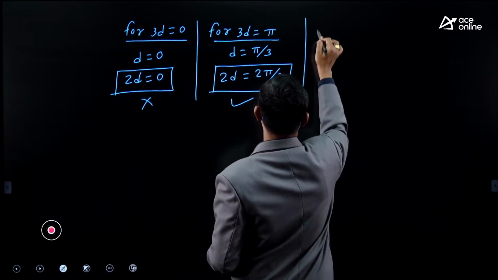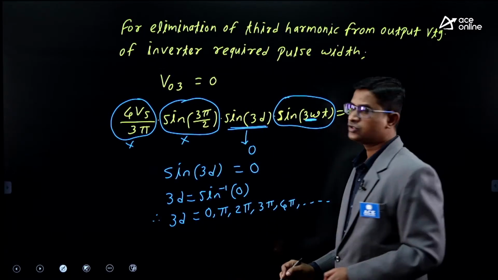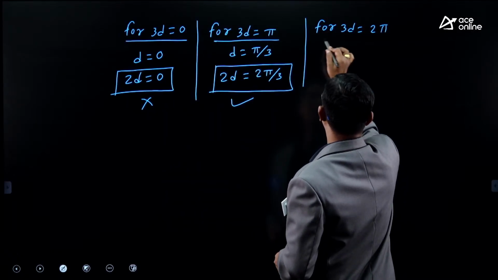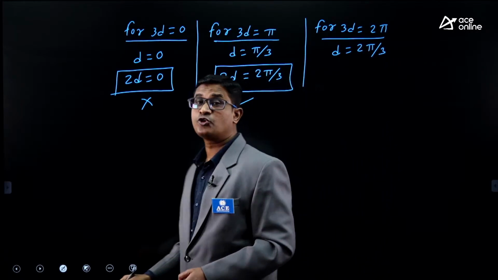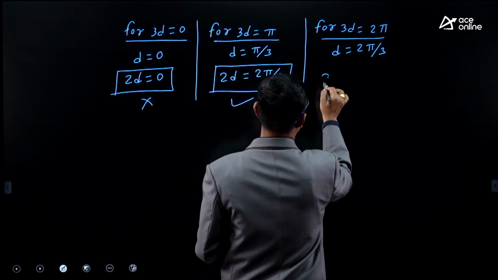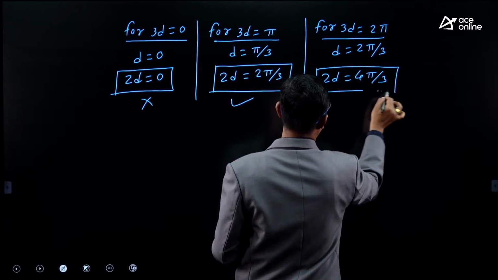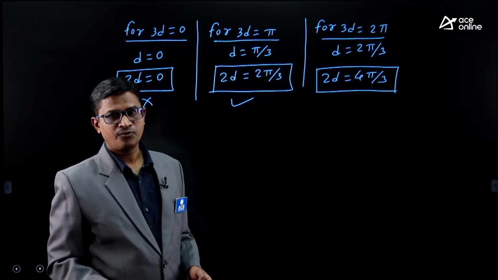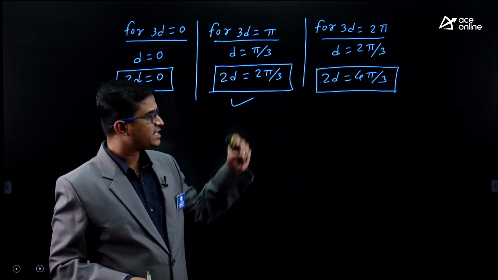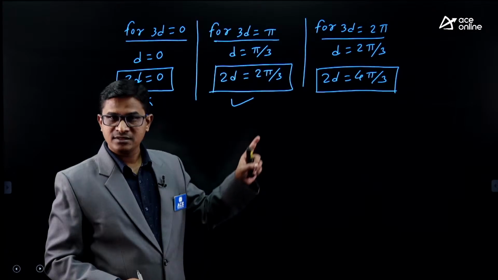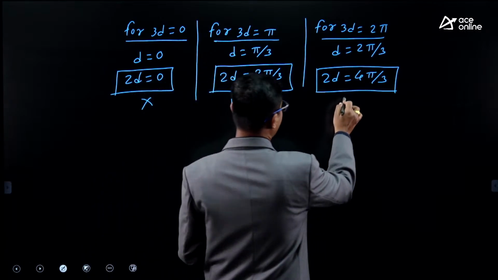Similarly, for 3D equal to 2 pi, where the second option is 2 pi, na? So 3D is equal to 2 pi. If you check 3D equal to 2 pi, what is the D? D is equal to 2 pi by 3. If D is 2 pi by 3, what is the 2D, the pulse width? Pulse width 2D is equal to 4 pi by 3. 4 pi by 3 means 4 into 60, which is 240 degree. Whether this angle is greater than pi or less than pi? This is greater than pi, and we know the pulse width cannot be greater than pi, na? So therefore this is not an acceptable pulse width.